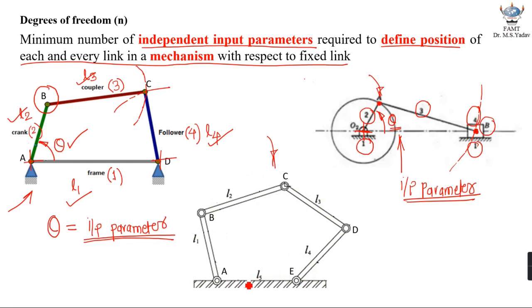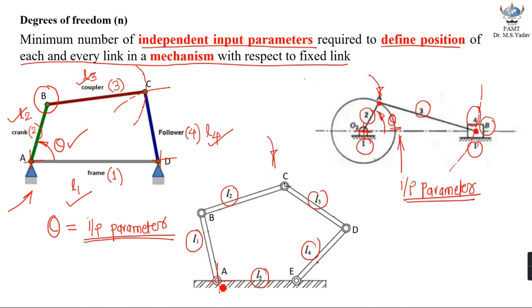AE is link number 5, let us say. AB is link number 1, BC is link number 2, CD is link number 3, and ED is link number 4. L1, L2, L3, L4 and L5 are the lengths, and L5, AE, is the fixed link of the mechanism. Now once again, to determine the position, how many independent input parameters are required? Let us try to find it out.